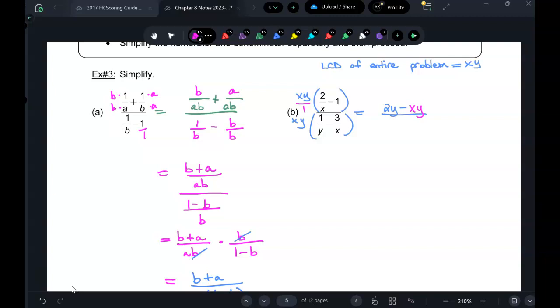Okay. Can we do the next one here? What happens when I distribute here? Remember, this is over 1, so it's going to be xy over y. So x minus 3y. So what we did in the last one could have been done all in one step. Just save us some space. Okay.